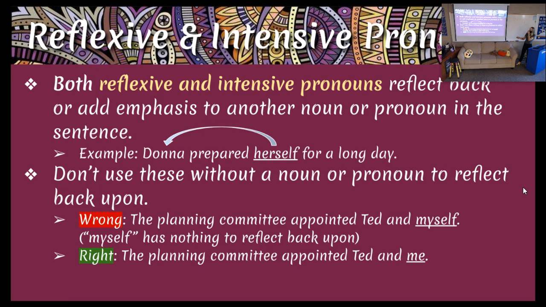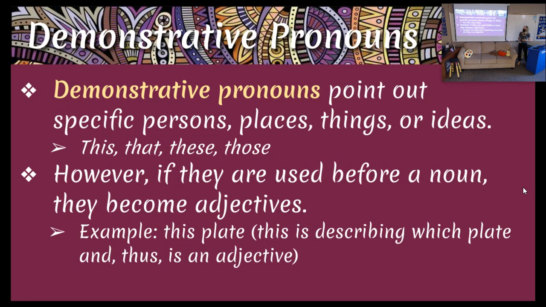So you cannot use these reflexive and intensive pronouns without a noun or a pronoun to reflect back on. So here would be another wrong example. "The planning committee appointed Ted and myself." Now I think this example sounds okay, but it's wrong because this myself doesn't have a noun or a pronoun to reflect back on. You have to have a me or an I or your name to reflect back on in the sentence since you're using myself. So we would just have to change it to "Ted and me" instead of myself. Okay, is this making sense? So just know you don't use these types of pronouns unless you have something to reflect back on in the sentence.